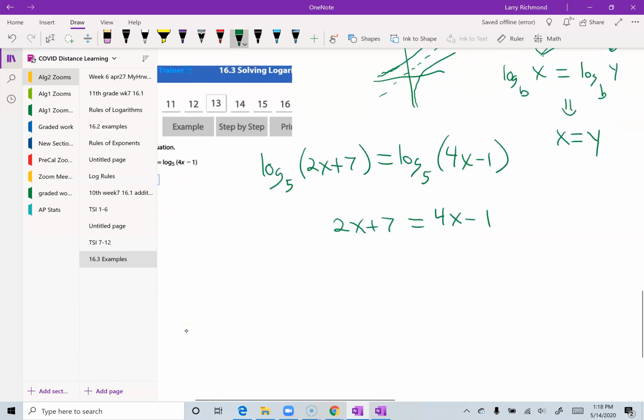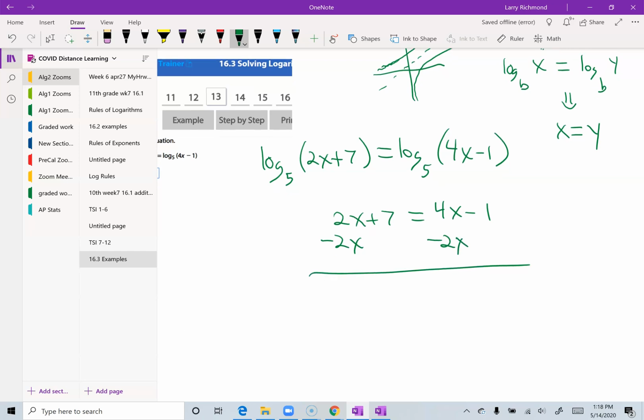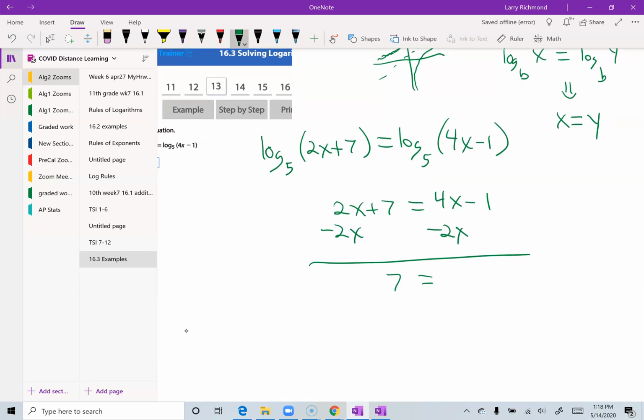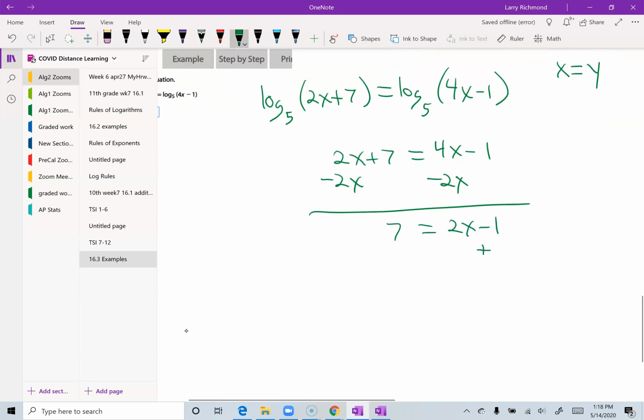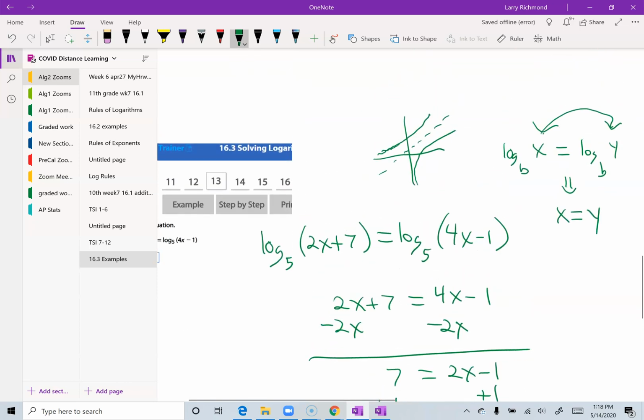So solving for x here, we'll subtract 2x on both sides. This leaves 7 on the left and 2x minus 1 on the right. Adding 1, 8 is equal to 2x. Dividing by 2, x is 4.